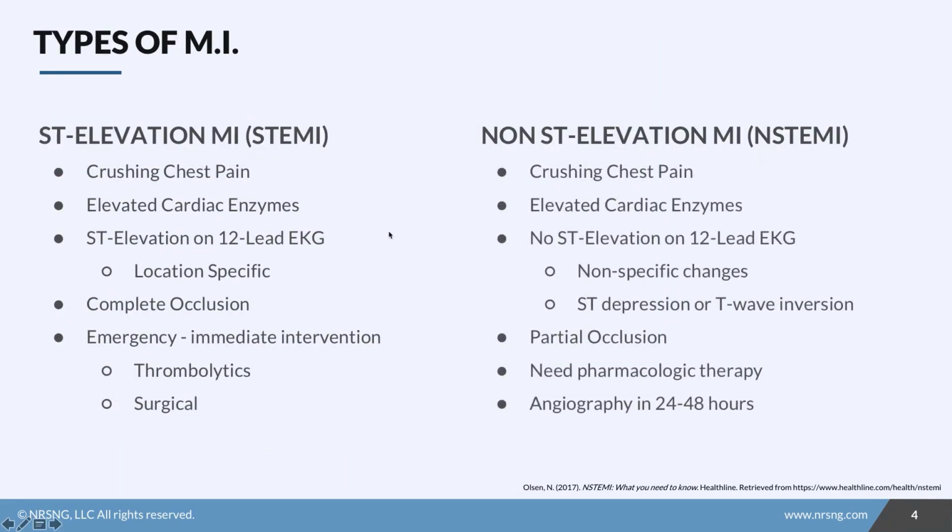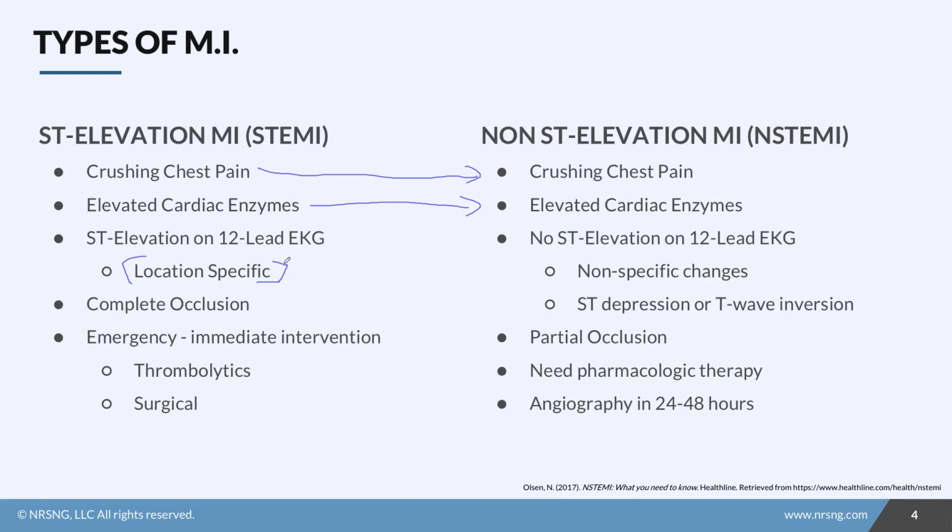First of all, there's a couple different kinds of MI. There's two types. You have an ST elevation MI, or STEMI, and you have a non ST elevation MI, or NSTEMI. Both are going to have the crushing chest pain. Both are going to present with elevated cardiac enzymes. ST elevation, and what you're going to see on the EKG, which we're going to look over in just a minute, is going to be very specific to where the damage is in the heart. So having this ST elevation will actually show us what's happening in the heart.